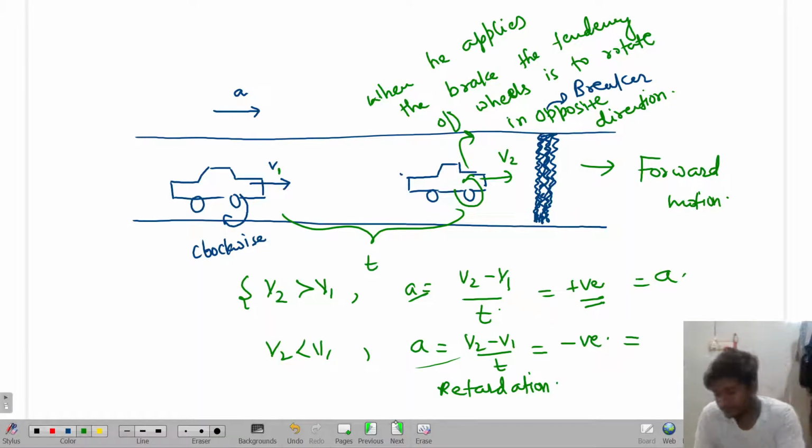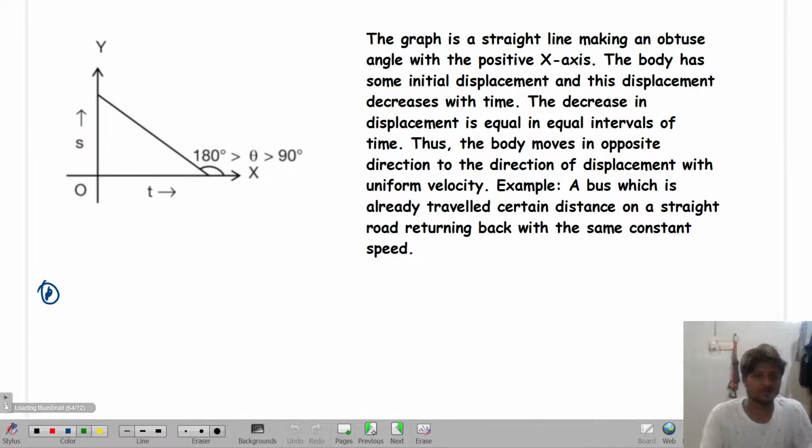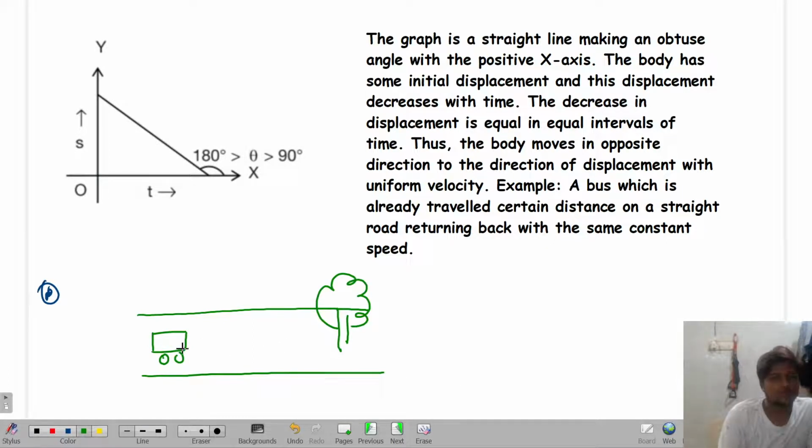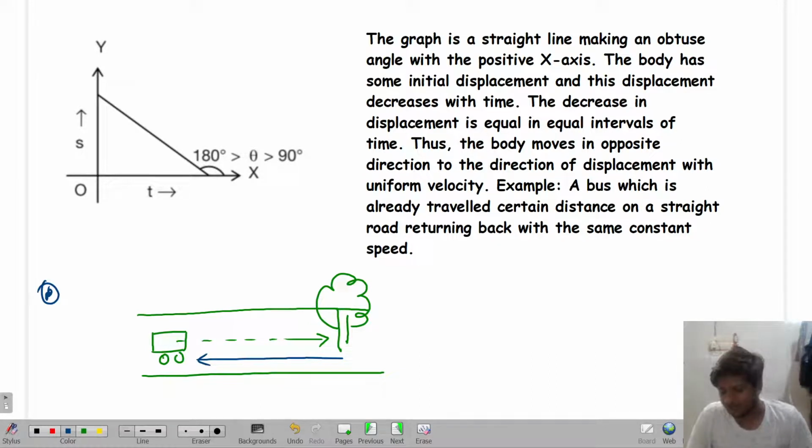Now, based upon this, we'll talk about the graph. Try to understand what is happening. Let's suppose I have one particular bus here, and this is my plant. The bus has to first go towards the plant. After that, it will return back from the plant. After covering this distance d, it will turn back from the plant.